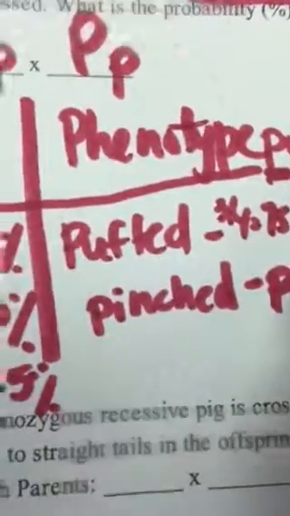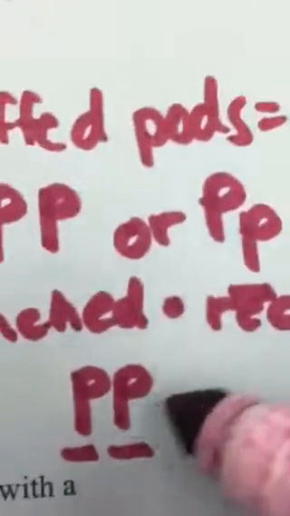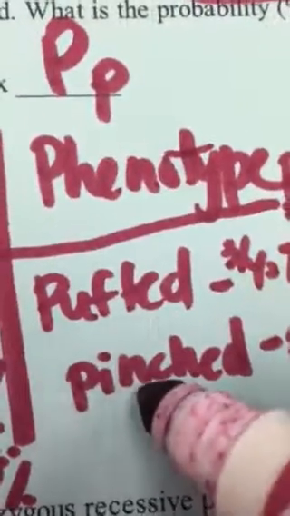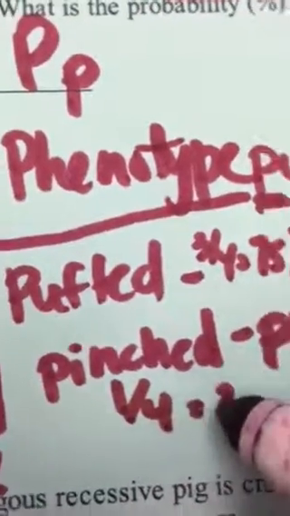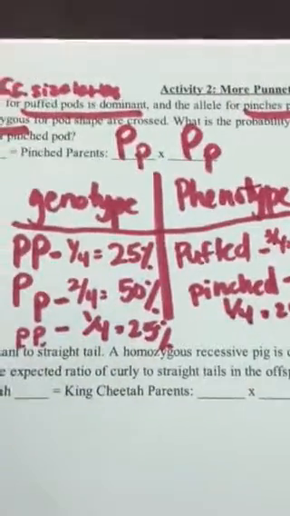And then the pinched is going to be our recessive, right? And we have 1 out of 4 boxes, which is 25%. 1 out of 4 for pinched, or 25%. And that's how you do a Punnett Square problem.